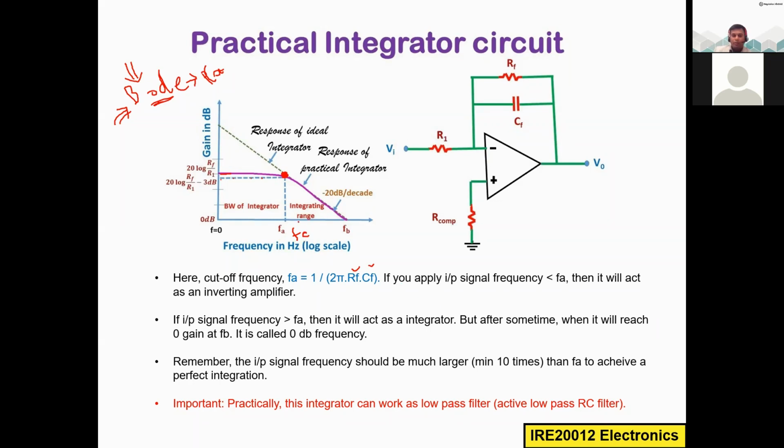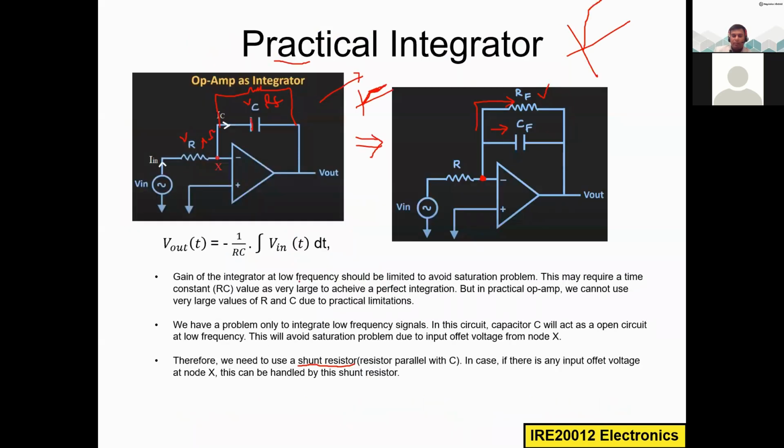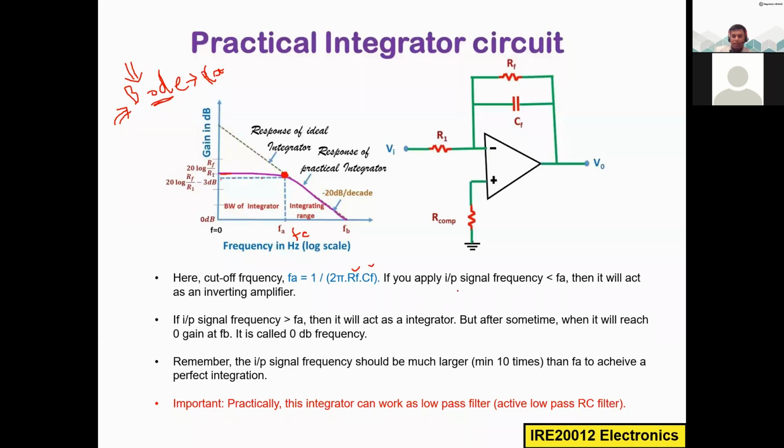So why should we care about this FC value? I told you in the previous slide, we have a problem with low frequencies. If you apply an input signal, this is the input signal, it is definitely going to have a certain amplitude and a certain frequency, right?